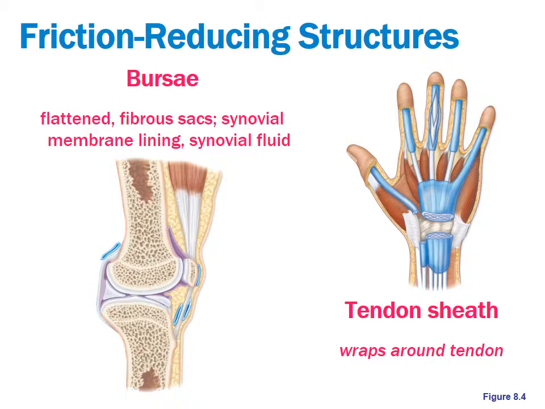To minimize friction, there are small fibrous bags containing the same slippery synovial fluid in locations where friction could be an issue. These bursa are associated with all our synovial joints. If the bursa is very long and wrapped around a tendon, it is then called a tendon sheath.